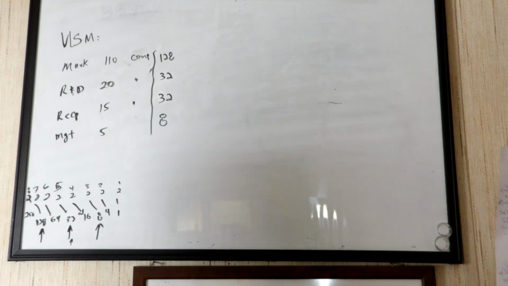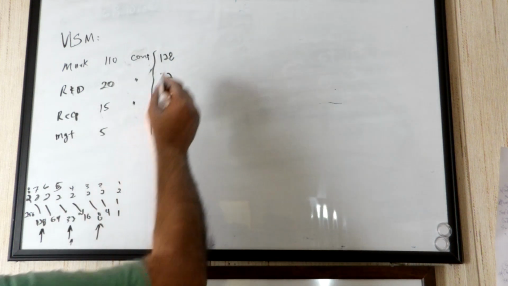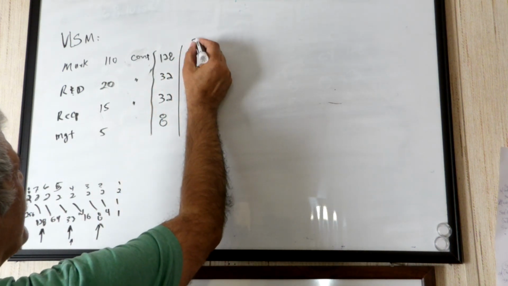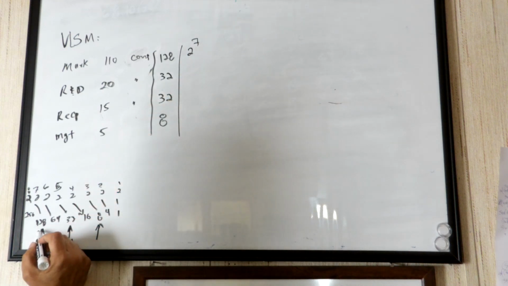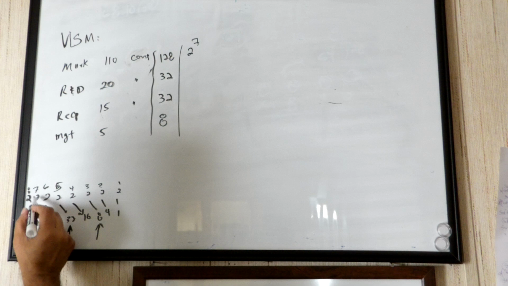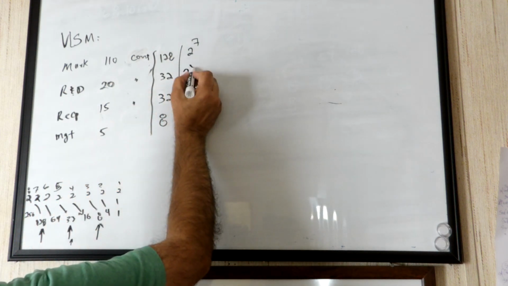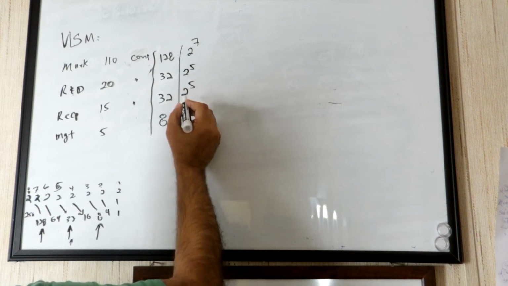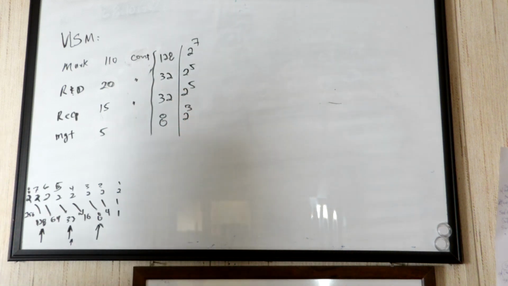So what is going to be 128? 128 is going to be 2 to the power of 7, as we talked about here. And 32 is going to be 2 to the power of 5, and 2 to the power of 5, and then 2 to the power of 3.